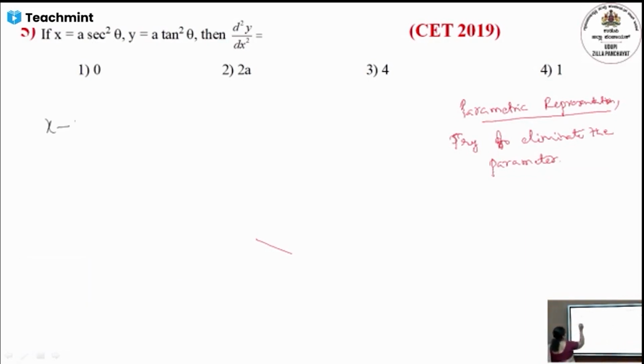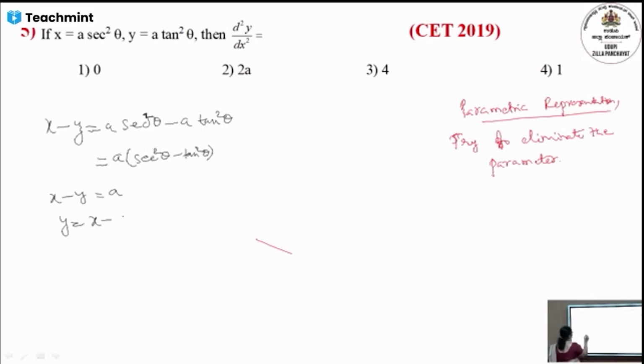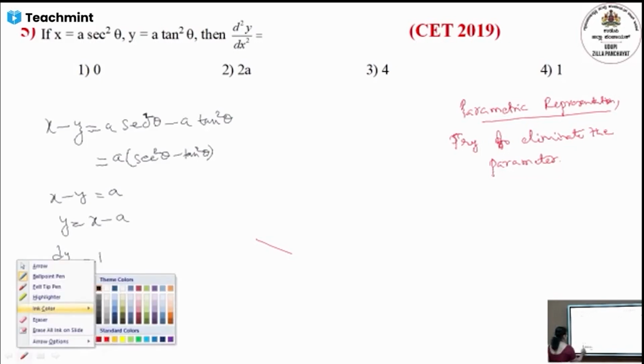what is x minus y? Is it a into secant square theta minus a into tan square theta? So a can be taken outside, secant square theta minus tan square theta, which is equal to a, because secant square minus tan square is 1. Now what is dy by dx? Derivative of x is 1, derivative of a is 0, d squared y by dx squared is 0, and that is first option.